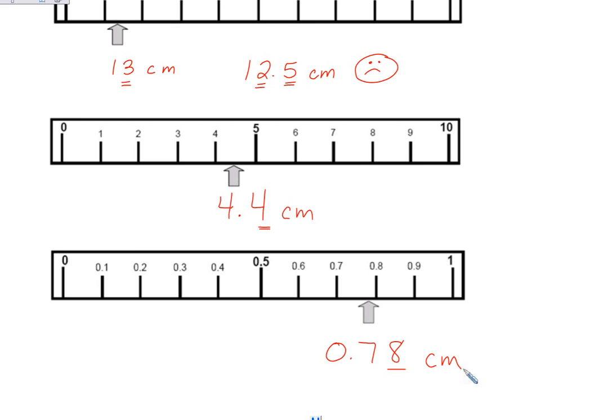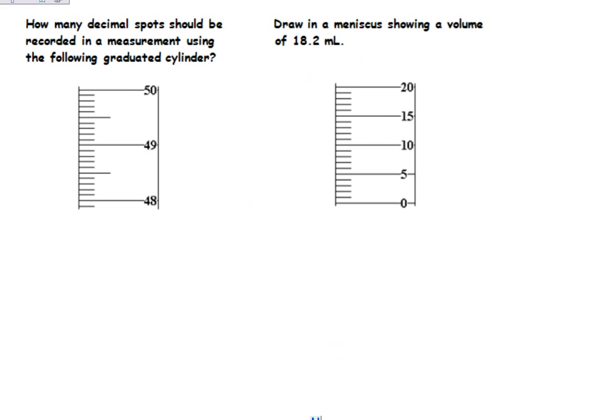Now again, at this point, I think I would pause it and try the last two. They refer to a graduated cylinder. See what you get for the last two. Bring this back, and then check to see if you got the right answer. All right, so here we are. Let's check these over. How many decimal spots should be recorded in a measurement using the following graduated cylinder?